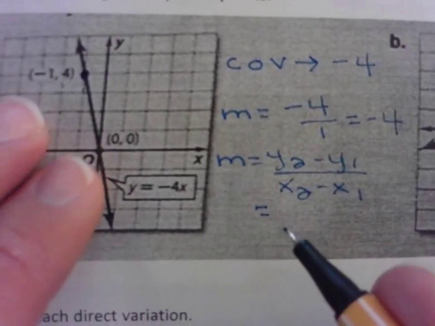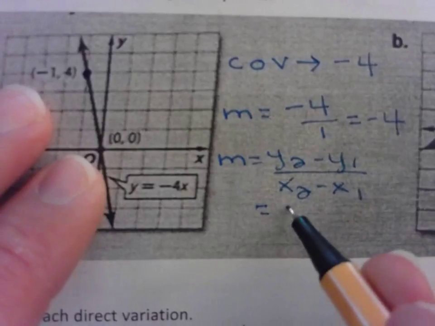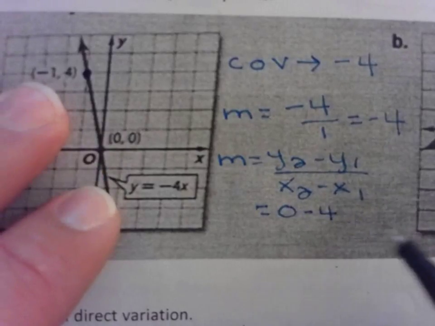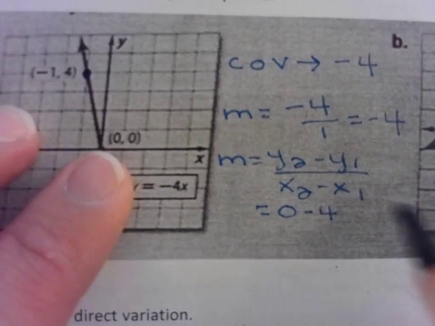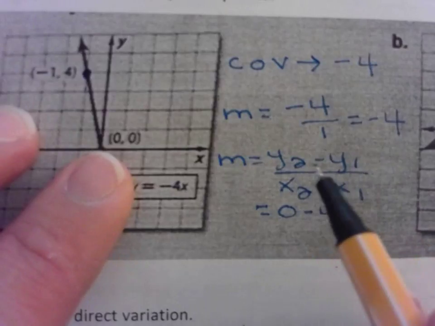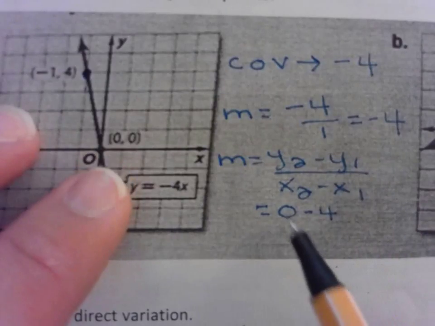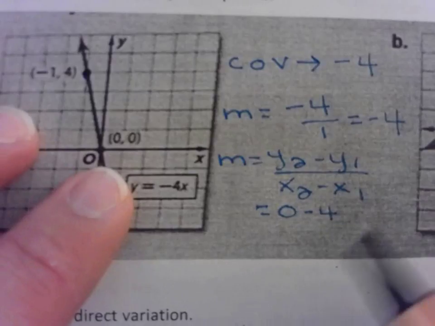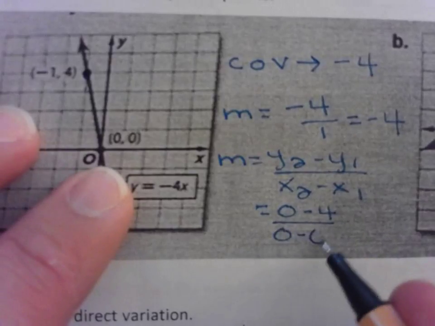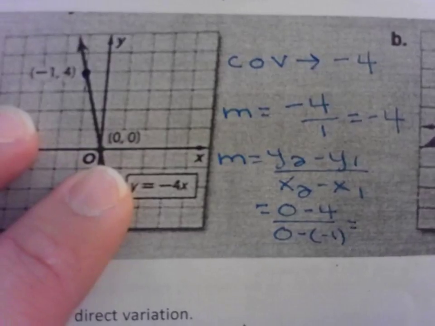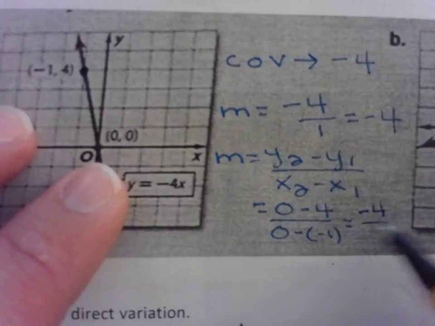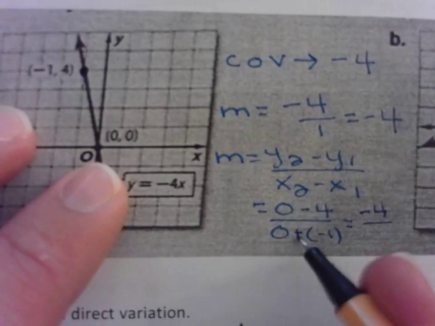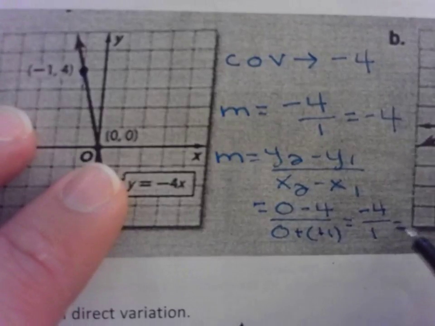Let's choose y2 to be 0. So 0 minus the first y, which is 4. So 0 minus 4 over 0 minus negative 1. So negative 4 over what? 1. 0 plus 1 is 1, which gives negative 4.